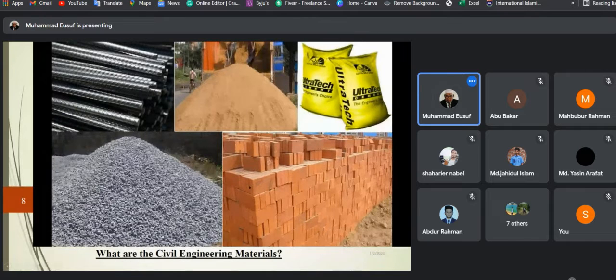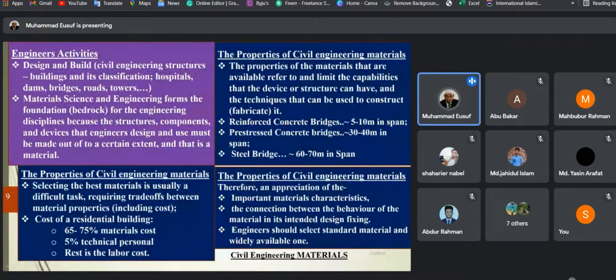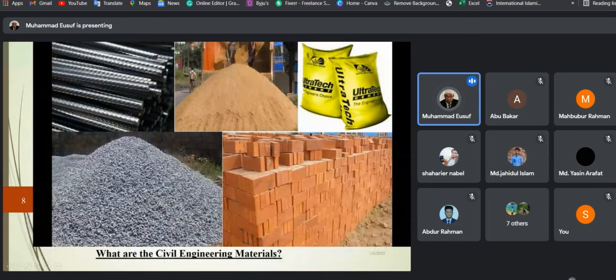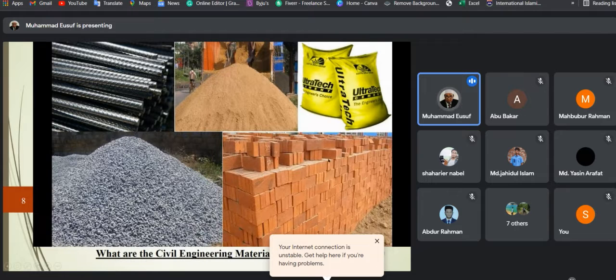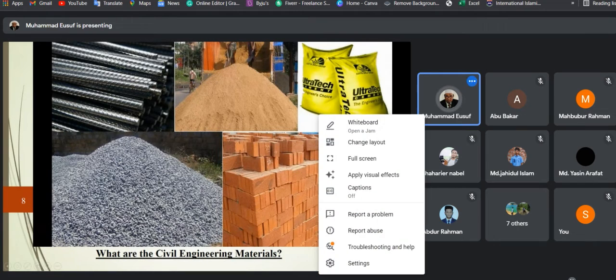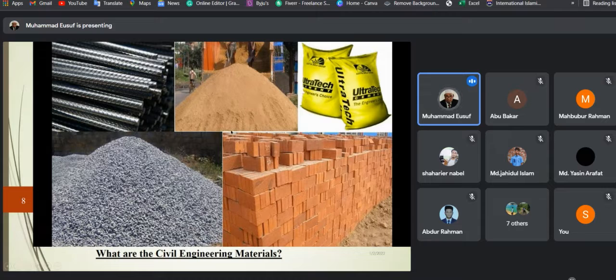Okay. Then these are some activities. What are the engineer's activities for the classification of materials? The most important activities of a civil engineer: design. Structural design is generated from architectural design. Then the structural designer selects the materials. Okay, material selection from here. Okay, what type of materials?